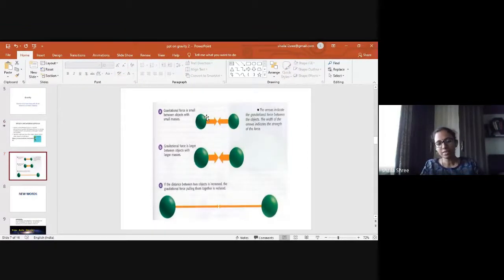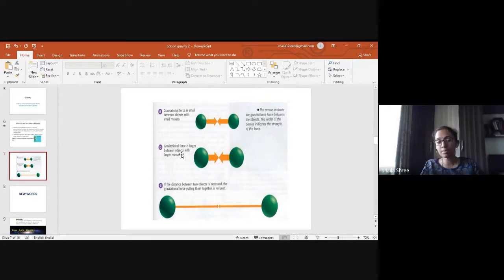Okay, here are a few instances of gravitational force. Gravitational force is small between objects with small masses. So can you see there are two small objects here? Sai and Adi, yes. Can you see the video PPT that I'm sharing with you? So it is saying that there are two objects. If the two objects are small, the gravitational force is less.